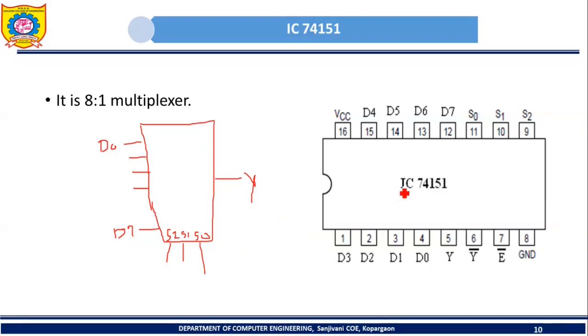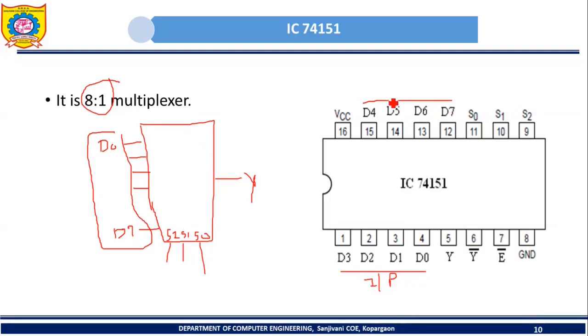Now let's try to identify the use of each and every pin present in this IC. This IC acts as an 8:1 mux, so 8 input lines are present. Which pins of 74151 will act as input lines? See, pin numbers 4, 3, 2, 1. These four pins are labeled D0, D1, D2 and D3. These are the data input lines. Then on the opposite side of the IC you will find pins labeled D4 to D7. These are also input lines. So these 8 pins of the 74151 IC act as input lines.